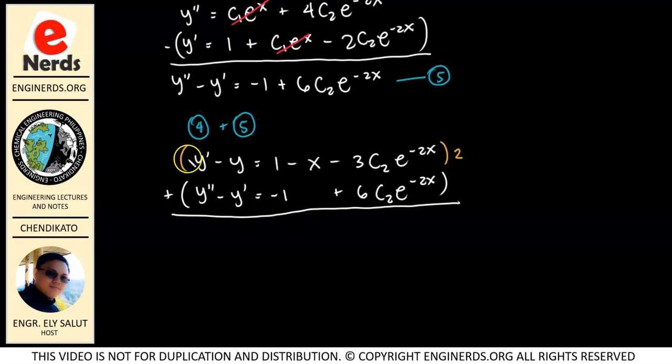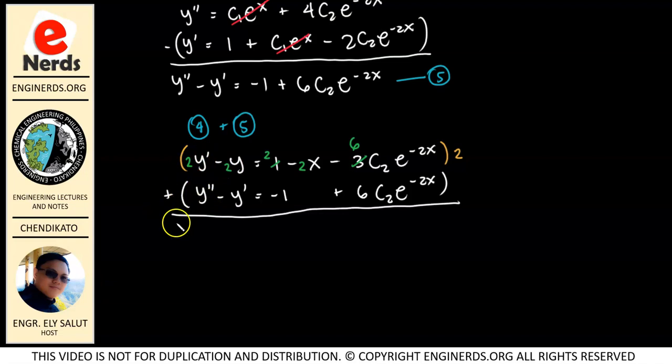Okay, so therefore, we will have here 2y prime minus 2y. Then 2 times 1, we will have here 2. Then 2 times x will have 2x. And then 2 times negative 3, we have negative 6. Okay? So, now we can add yung ating equation 4 and equation 5.